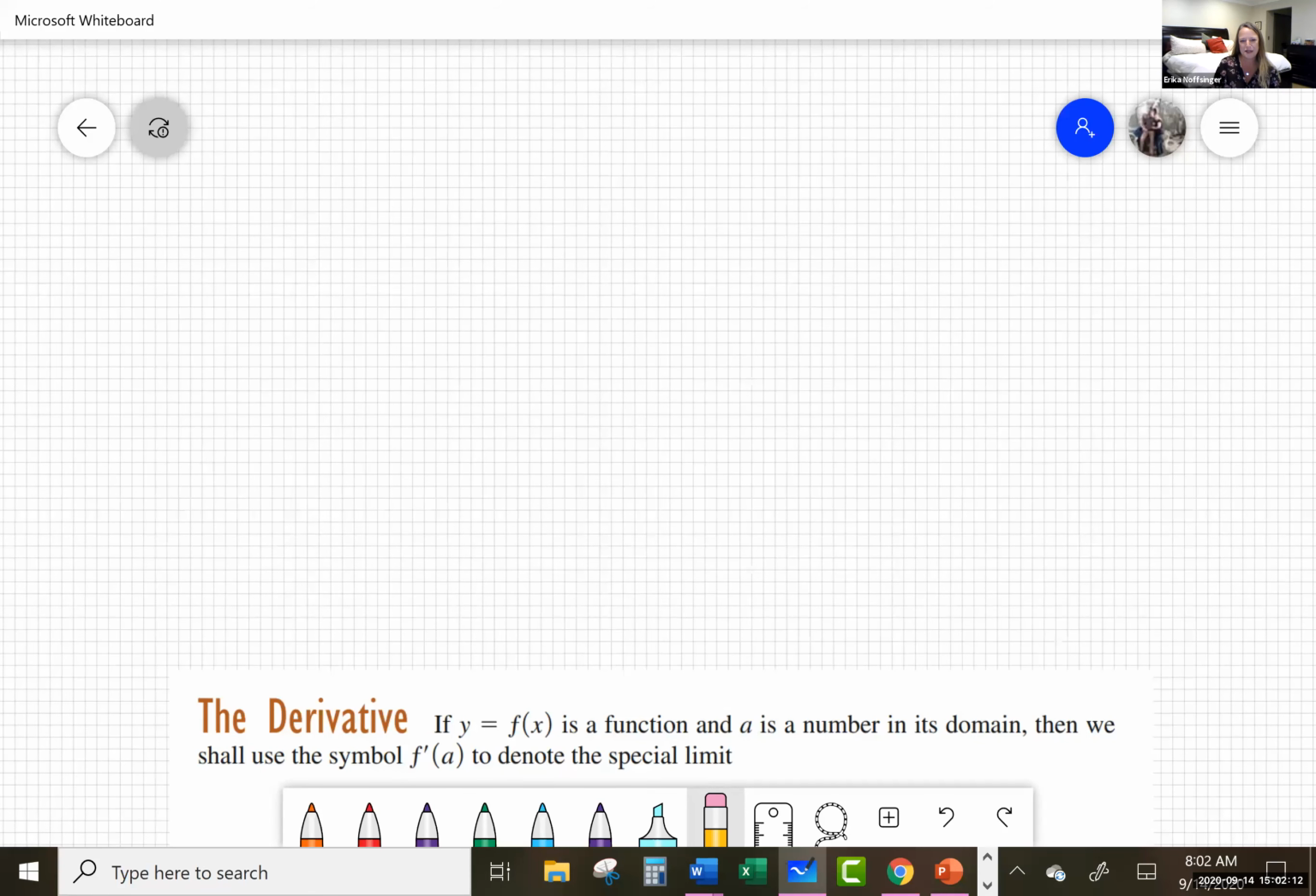So last week we ended with average rate of change versus instantaneous rate of change and what that was. And we were getting into one of the main concepts of calculus, which is the derivative.